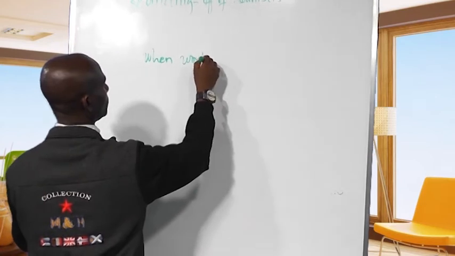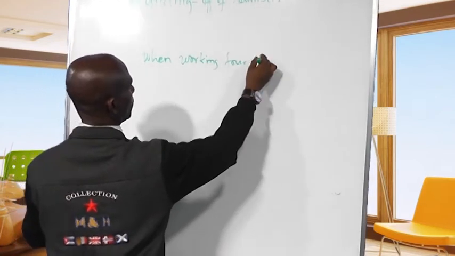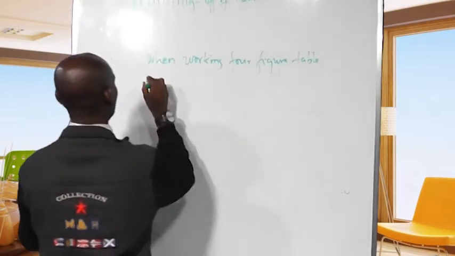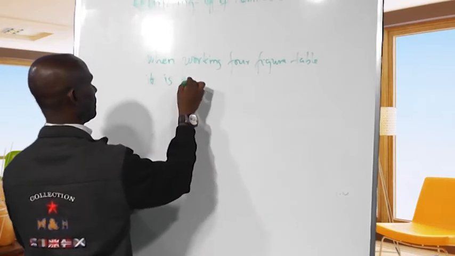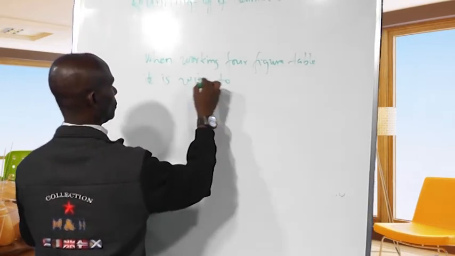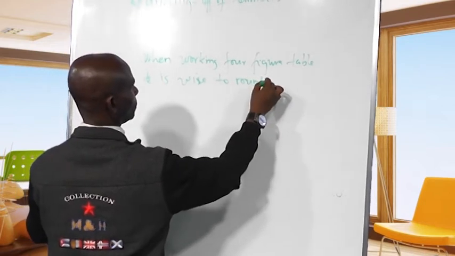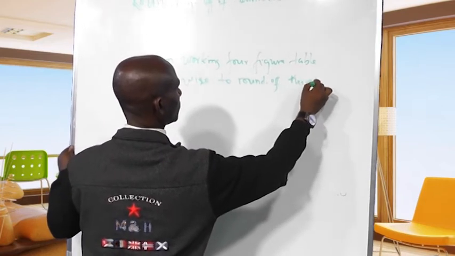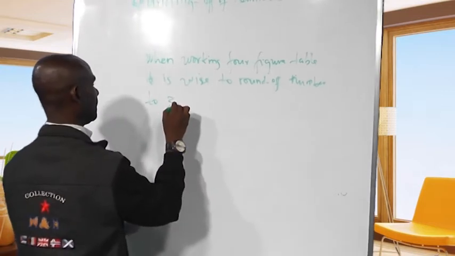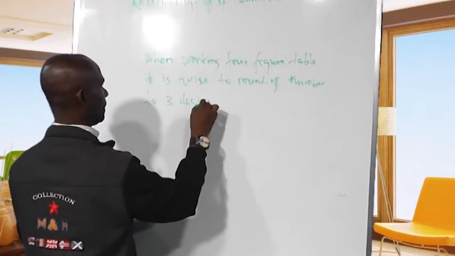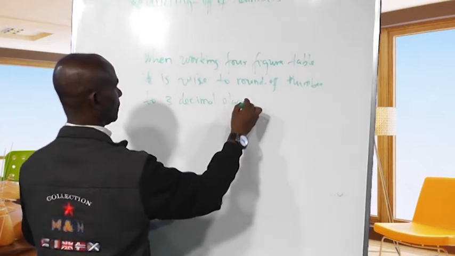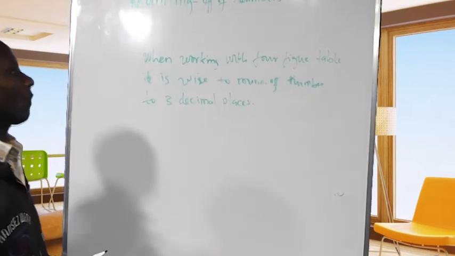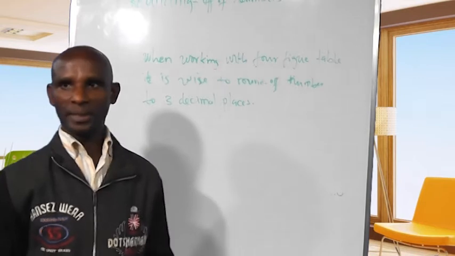When working with a 4-figure table, it is wise to round off numbers to 3 decimal places.